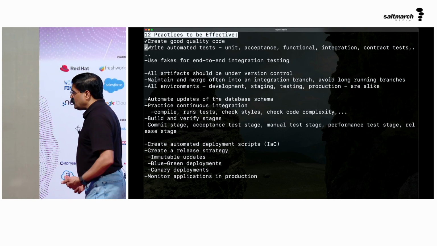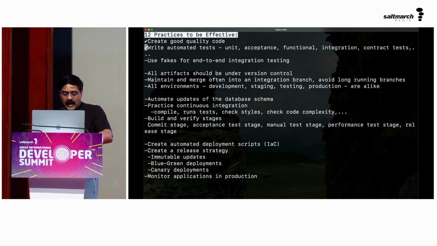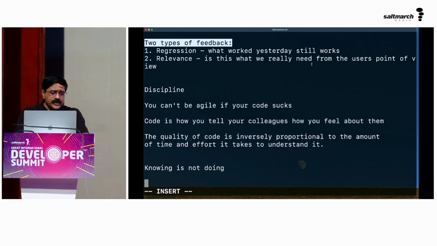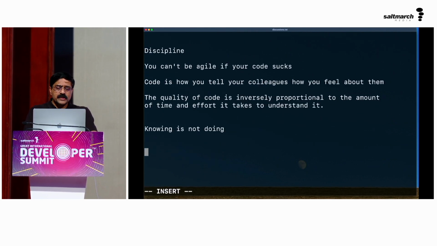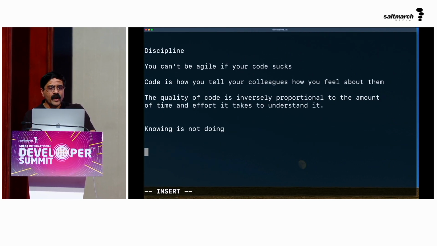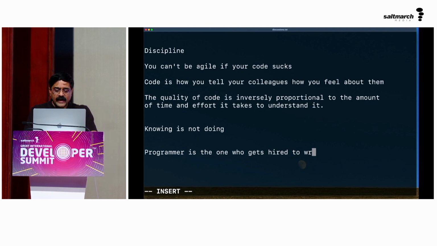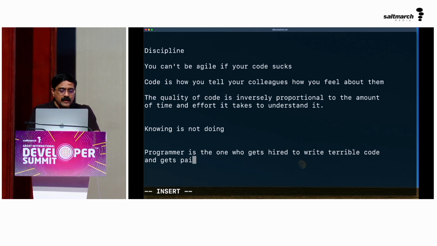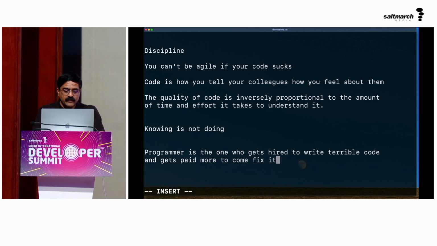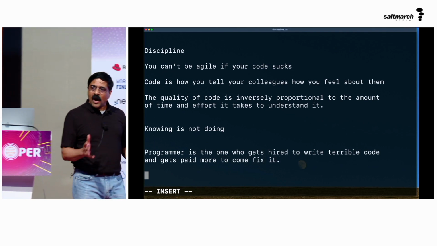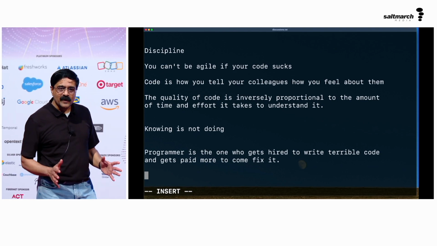And this is one thing I tell people. You know, I often say, who is a programmer? This is the best profession in the world, by the way. Just don't tell this to anybody outside this room. There's a secret between us. Promise? Okay. A programmer is the one who gets hired to write terrible code and gets paid more to come fix it. This is why we are in the best profession in the world.